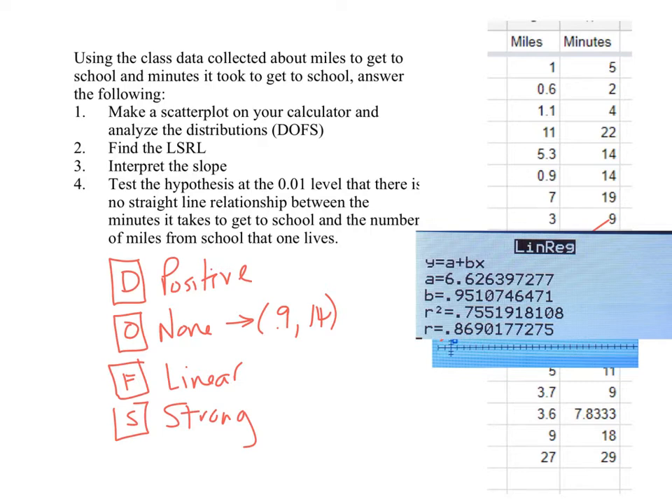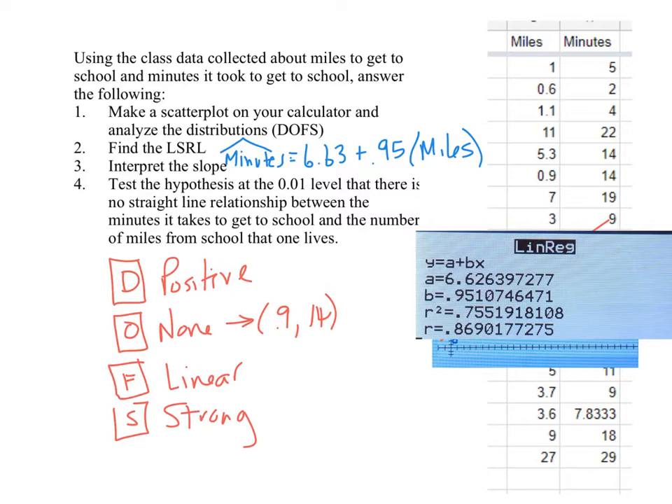So let's use the correct format here. We've got minutes hat is equal to 6.63 plus 0.95 times the number of miles.